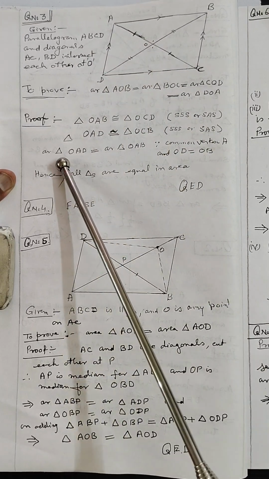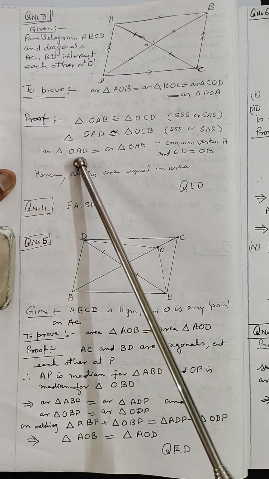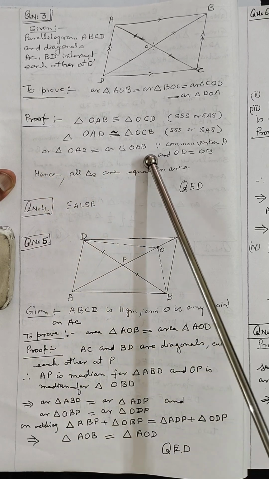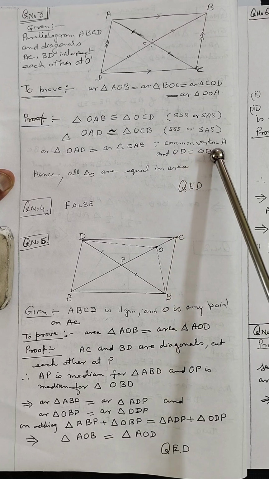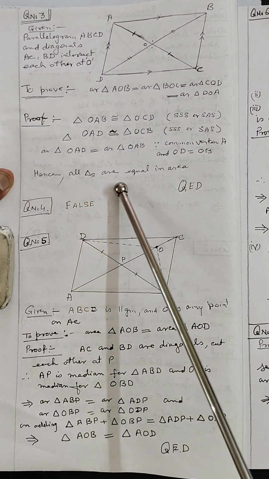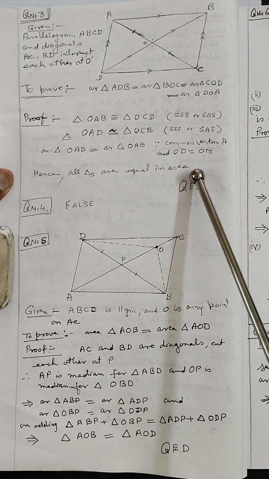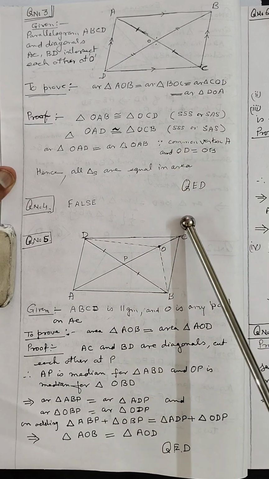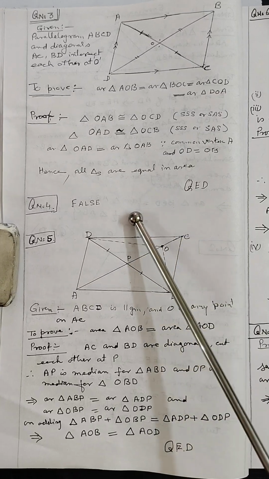So here I have written it. The area of OAD is equal to the area of OAB because of the common vertex A and OD is equal to OB. Hence all the triangles are equal in area. QED. Now come to question number 4.